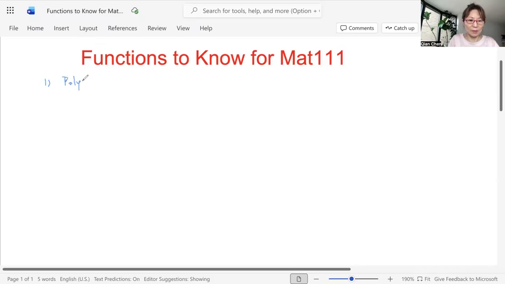Poly means many. Polynomial. Nomial means mathematical terms. So poly means many, so many mathematical terms. So what is a term of mathematics?